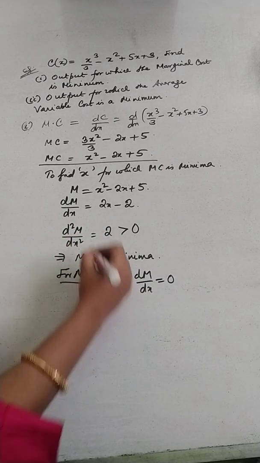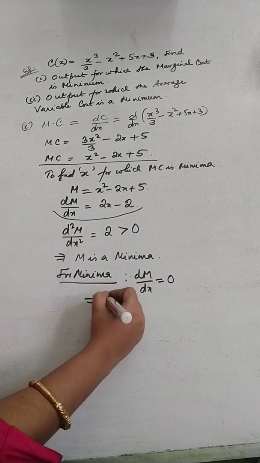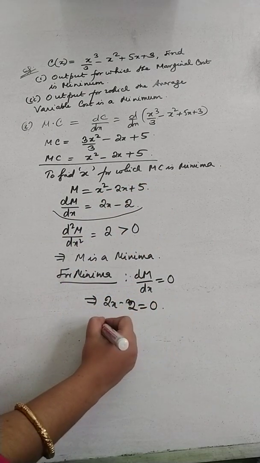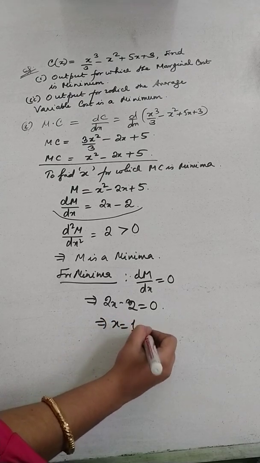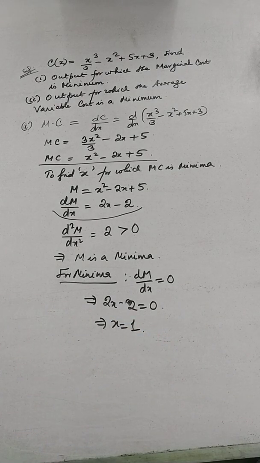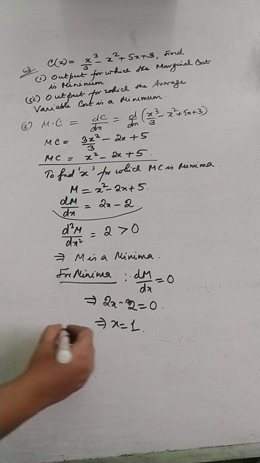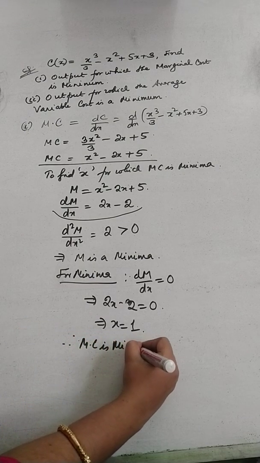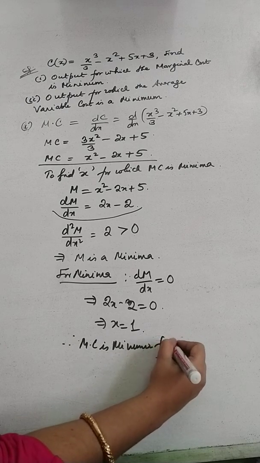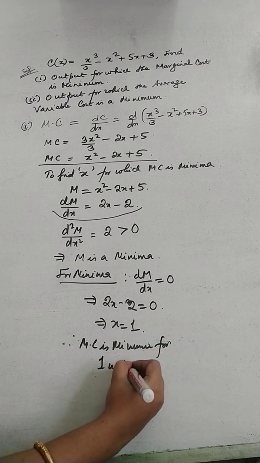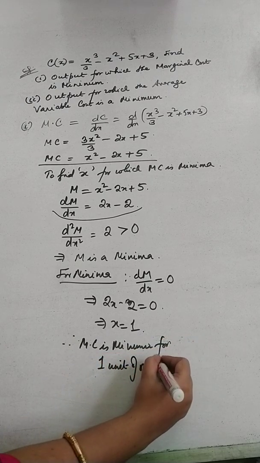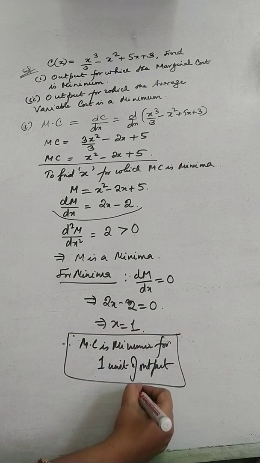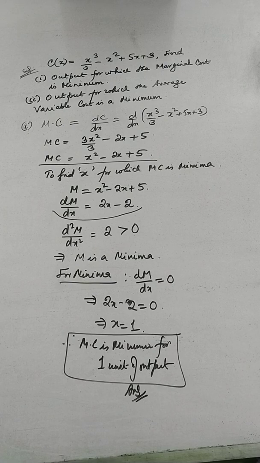This means, where is dM/dx? This is your dM/dx. So it's 2x minus 2, which is supposed to be equal to 0. So the value of x is 1. So what will be your conclusion? Therefore, MC is minimum for 1 unit of output. This will be your conclusive answer for the first one.